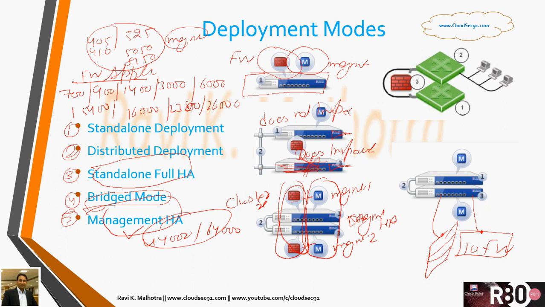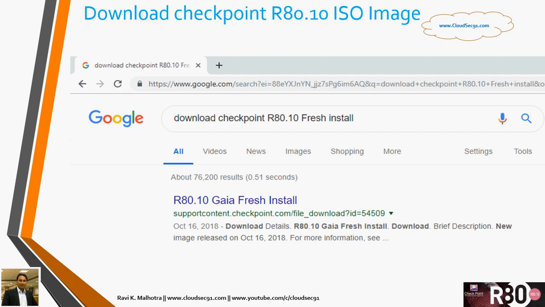Now the next one is how will you download R80? Just because now you have learned that deployment mode is fine. Let's say that if I want to go with the standalone, and if I do not have hardware appliances, and I'm dependent on a virtual machine, well, that's fine. I downloaded VMware Workstation, but then what next? So next is that you need to download the R80 virtual machine, R80 image.